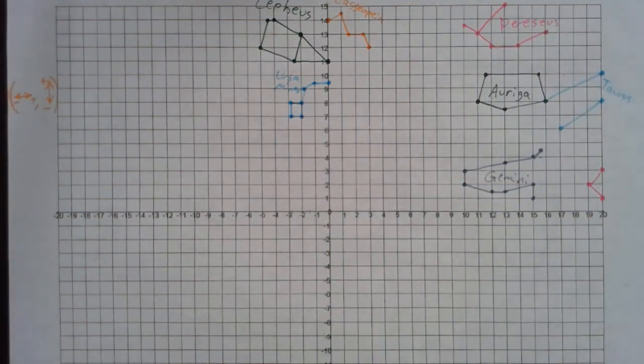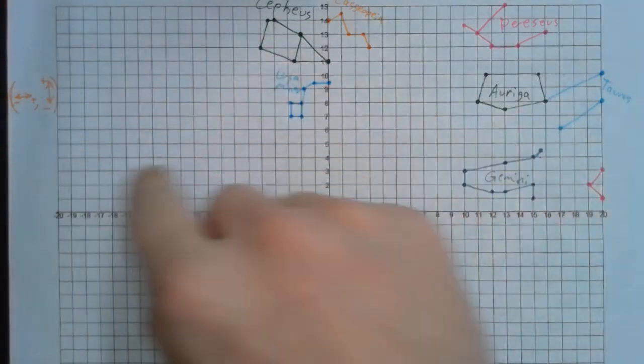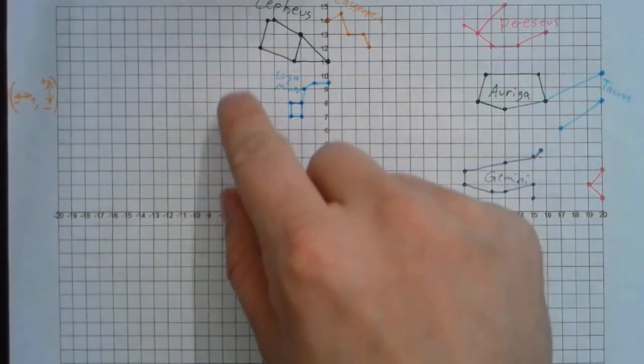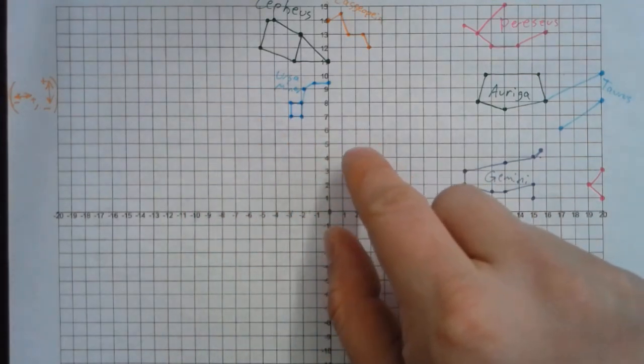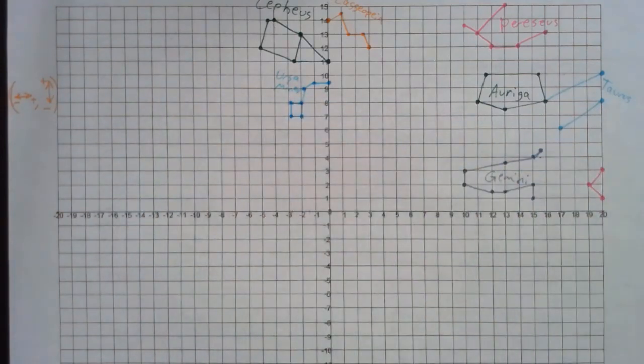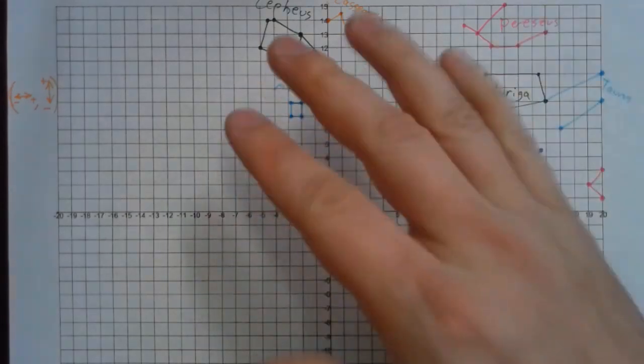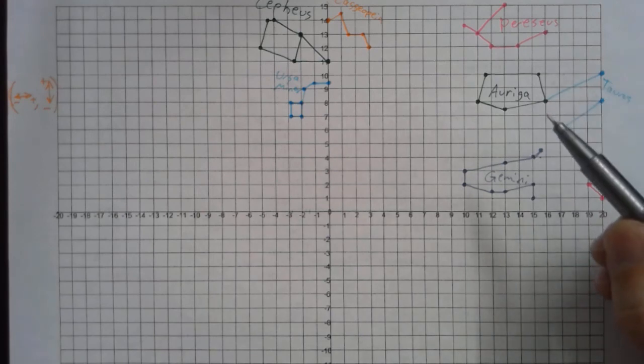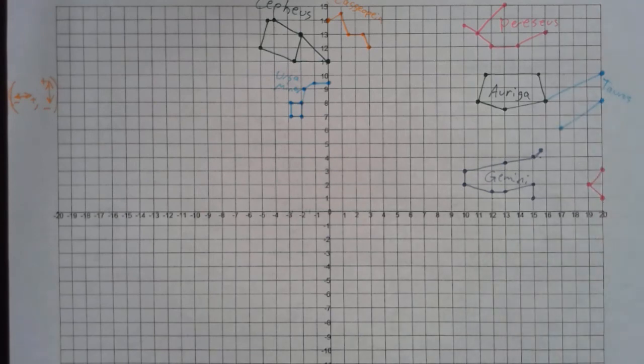Next up is going to be Draco, and Draco is, I think, the largest constellation that's going to be here in Quadrant 2. Draco is going to start somewhere around here. It's going to loop up, down, and back around this way. So Draco is going to be kind of a long one, which makes sense because I think Draco means something along the lines of dragon. So for Draco, we're going to start, let's see.